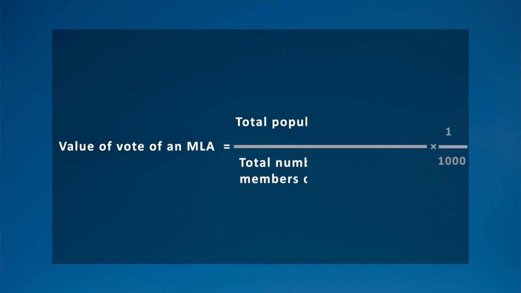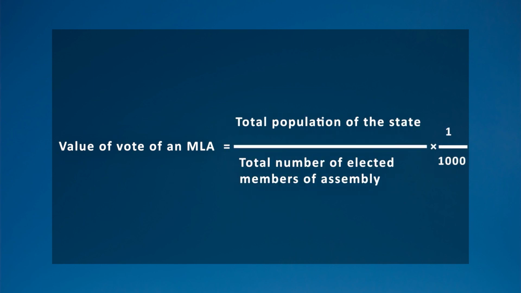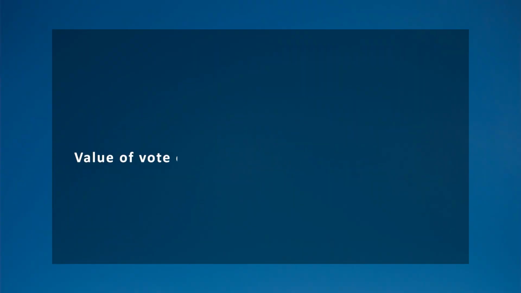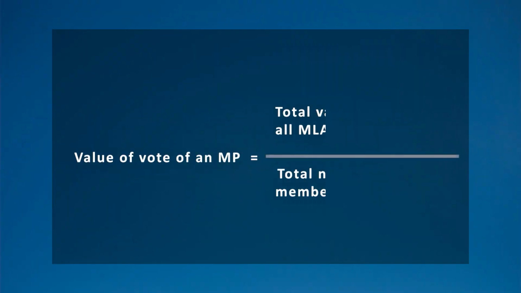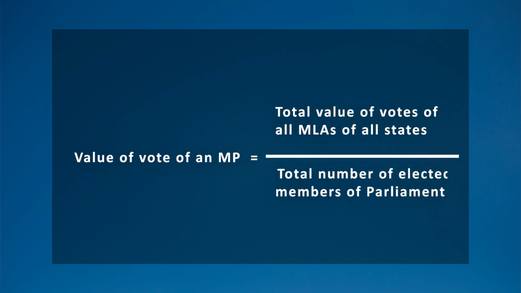Every elected member of the Legislative Assembly of a state shall have as many votes as there are multiples of 1000 in the quotient obtained by dividing the population of the state by the total number of the elected members of the assembly. Every elected member of either house of parliament shall have such number of votes as may be obtained by dividing the total number of votes assigned to members of the legislative assemblies of the states by the total number of the elected members of both the houses of parliament.